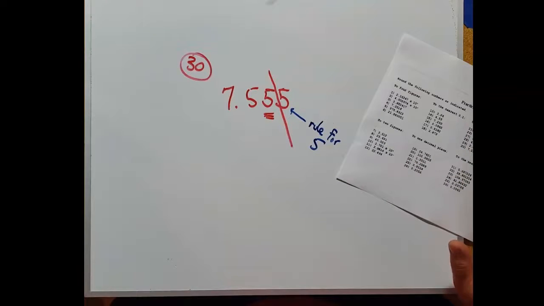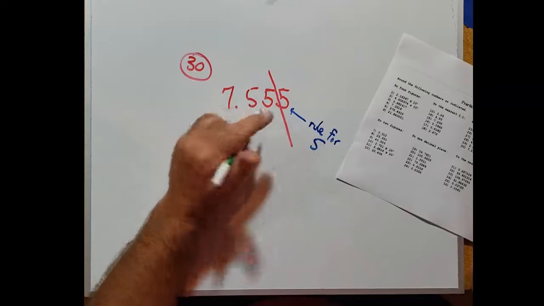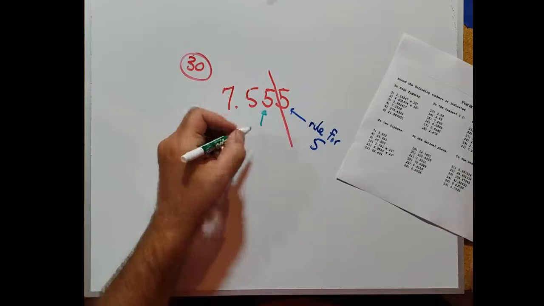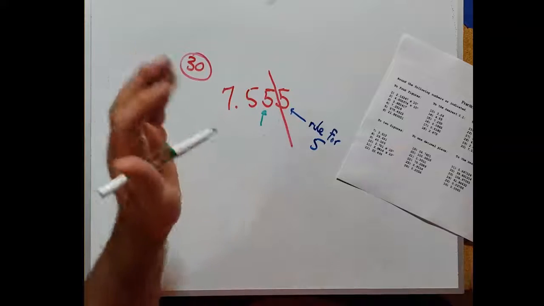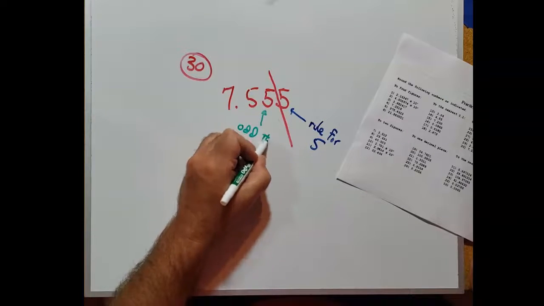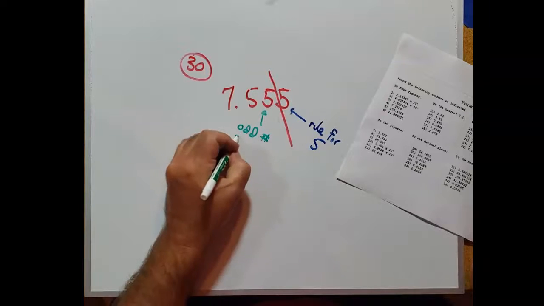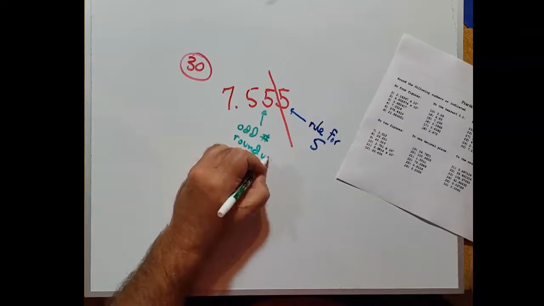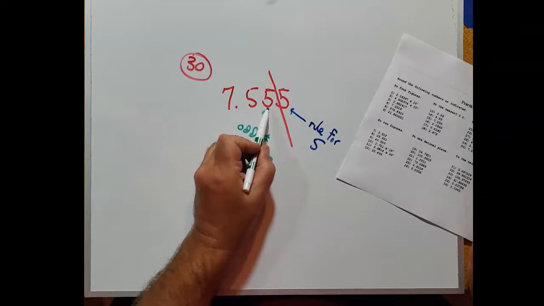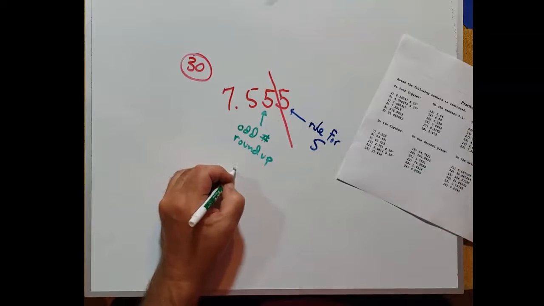What does the rule for 5 tell us to do? It tells us to look at the digit in front here and ask ourselves, is it odd or even? In this case, 5 is an odd number. And what's the rule for 5 when you have an odd number up front? Round up. So this 5 becomes a 6, and then I'm done. The correct answer here would be 7.56.